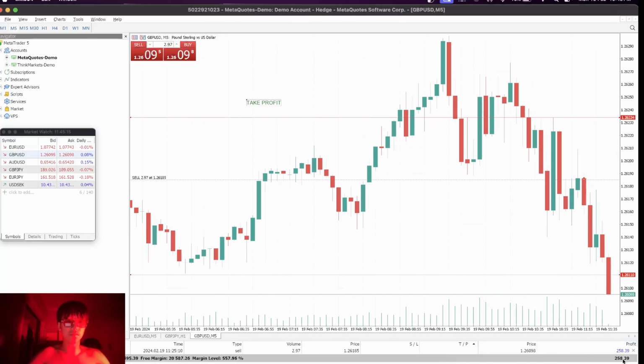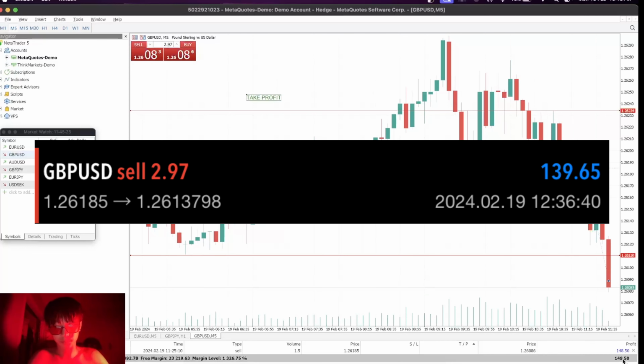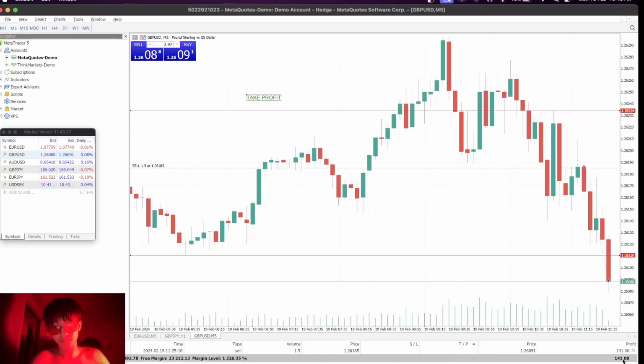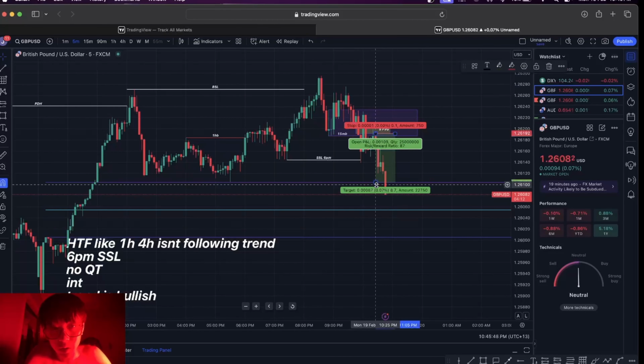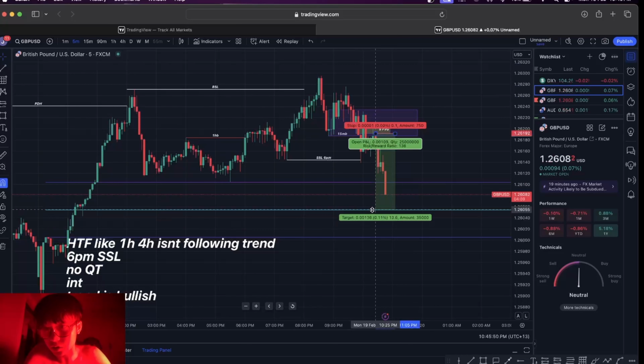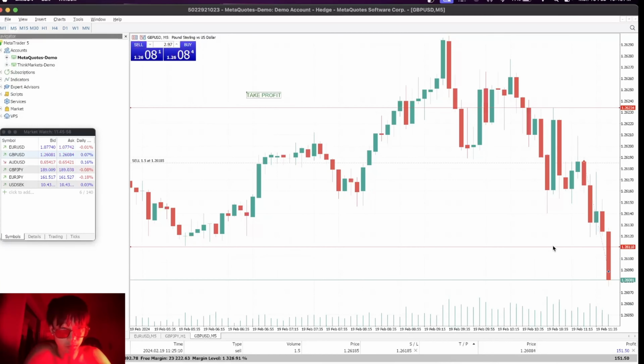Oh, we hit it. I'm closing. I'll close half. Sweet. Stops to break even. Alright, sweet. This is a risk-free trade now. My next TP is going to be at this equilibrium on the 1 hour, which is 1260.55.